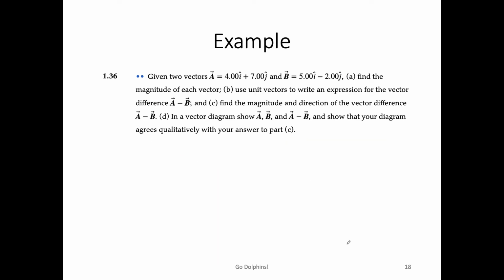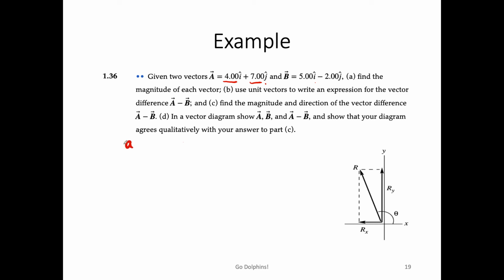Okay, let's have one more example with components. In this one, we are expressing A as x component 4, y component 7. So in terms of unit vectors, A is 4 i, x component, 7 j, y component. B has x component of 5 in terms of i, y component negative 2 in terms of j. We want to find the magnitude of each vector.